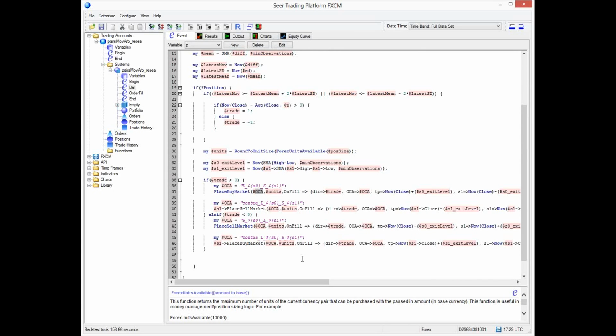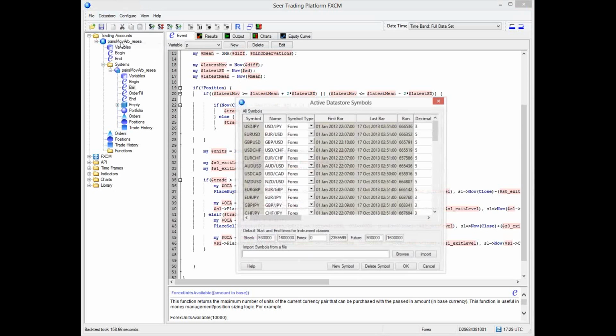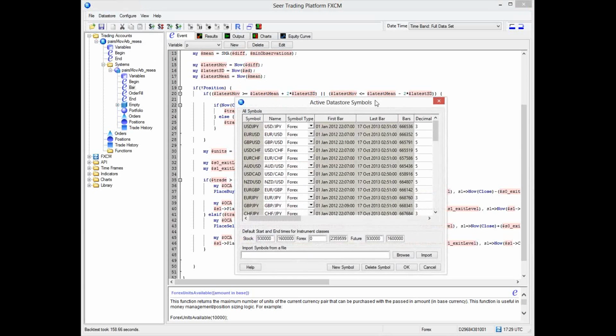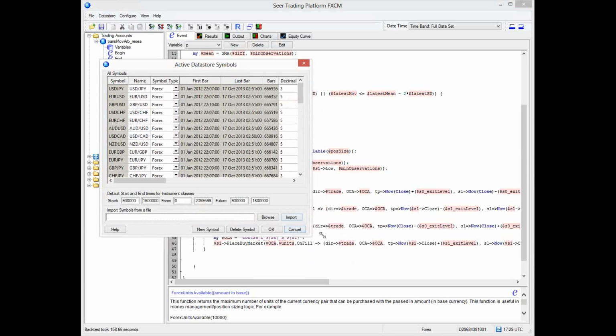I've got some questions coming through, like, do we take into account a cost like spread or commission? Of course, we take that into account. You can actually set that up yourself. Within your data store, you can go into your data store symbols and see what instruments are available in your data store.